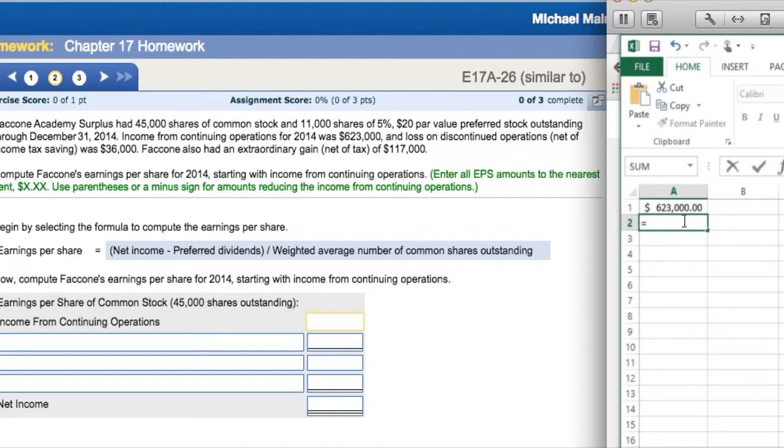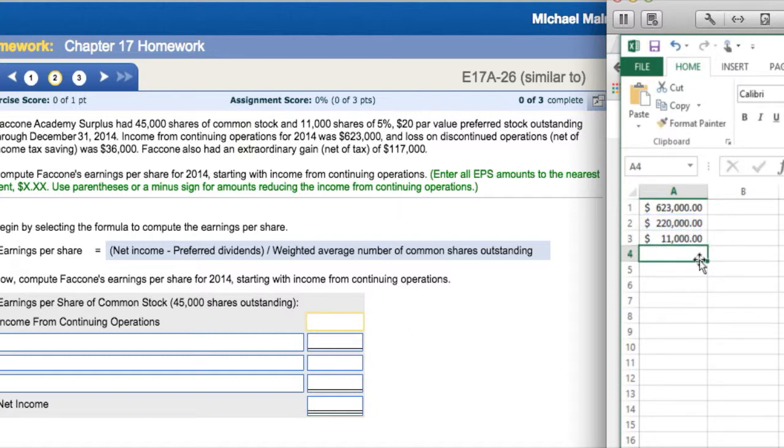I'm just going to do equals 11,000 times 20. So that shows me that overall I have $220,000 of par value of stock there. And this 5% means that each year when I declare dividends, the preferred dividends amount is going to be 5% of whatever this value is, this par value I just figured.